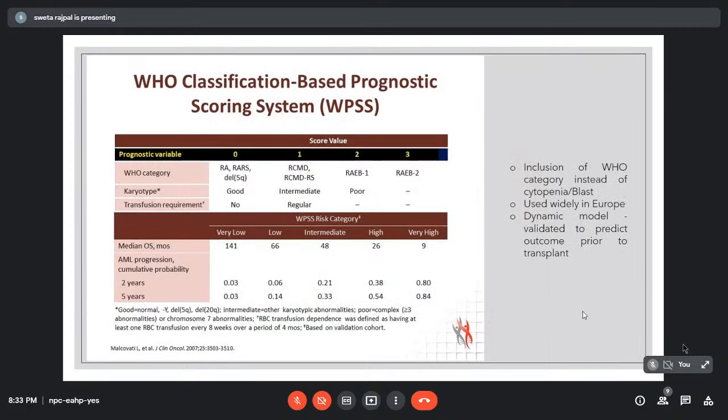There is another prognostic classification system developed by WHO. It's commonly used in European countries, where they use the WHO category instead of cytopenia or blast criteria, and they also include transfusion requirement. So it's a very dynamic model. It can be used at any stage of disease, but it is not used apart from Europe, and it is validated to predict outcome prior to transplant also.